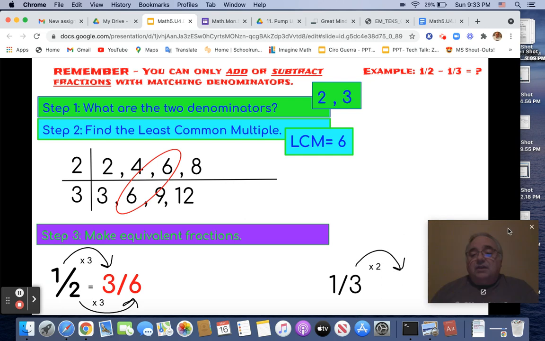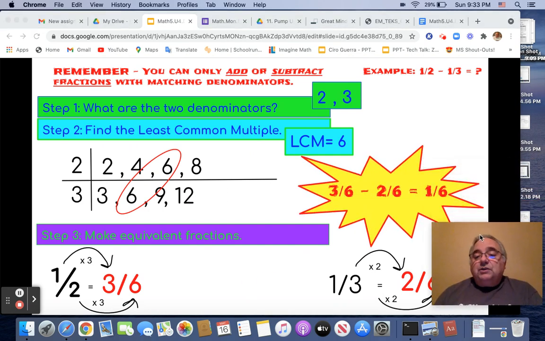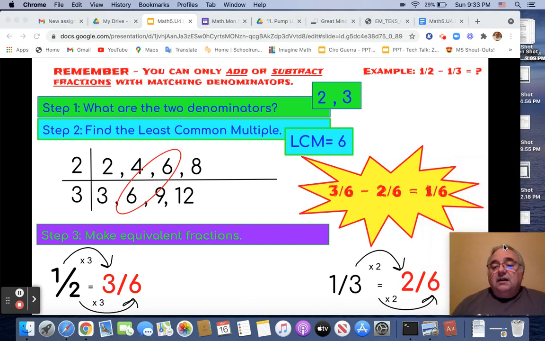I do the same thing over here with the 1/3. I multiply it by 2 in the numerator, by 2 in the denominator, and I get 2/6. I then work out the problem, which will give me 3/6 minus 2/6 equals 1/6.